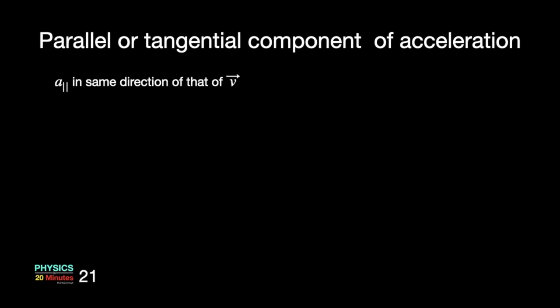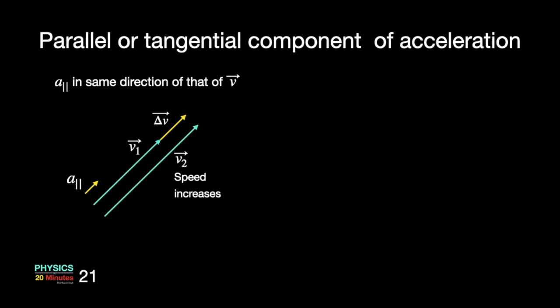So a parallel, as we have seen, is in the same direction as that of the v. So we draw a velocity vector v1. A parallel is acting in the same direction as that of v1. Now we know that since there is acceleration, the velocity will change. The change in the velocity vector delta v will point in the same direction as that of a parallel. As a result, velocity vector v2 will be vector v1 plus delta v. Therefore, the magnitude of the velocity or the speed will increase in this case.